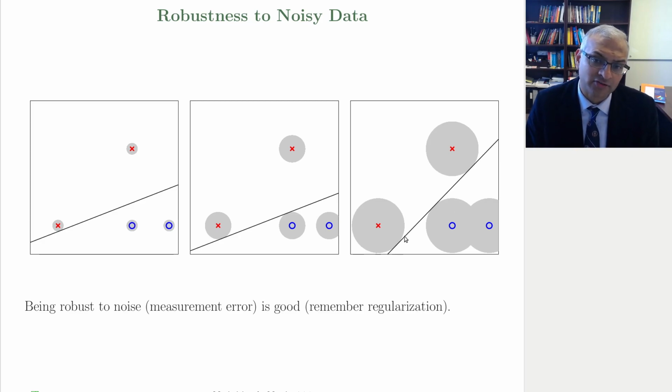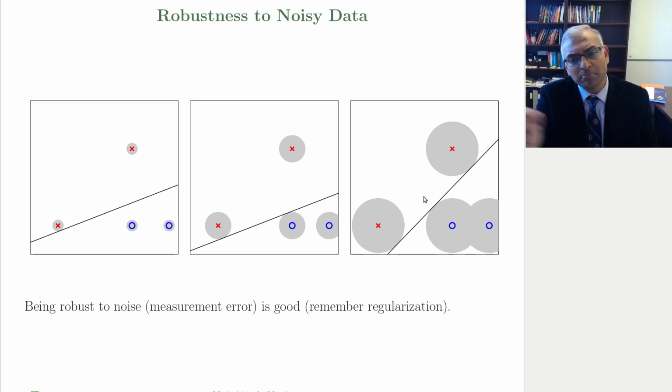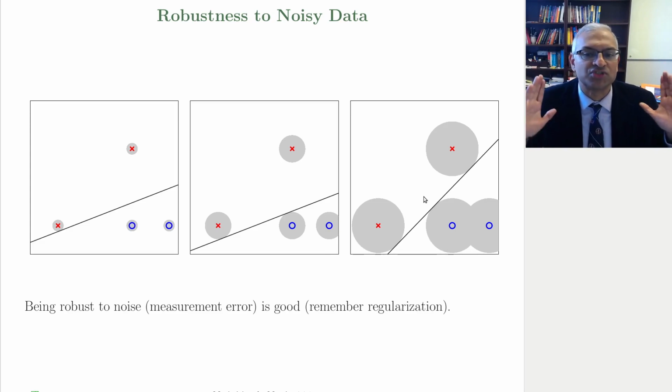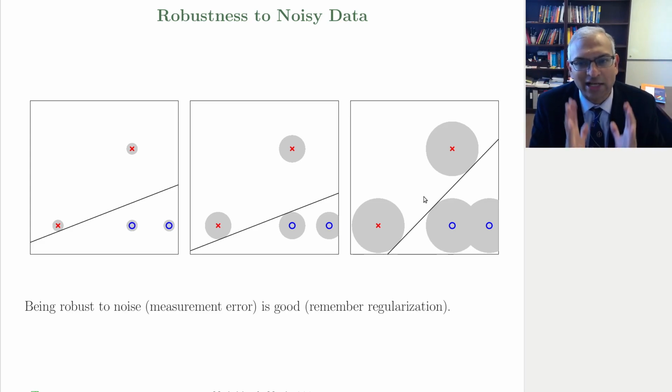For the separator on the right, what it means is that you could sustain a significant measurement error in the data and still get E_in equal to 0. And still you can tolerate a lot of error.